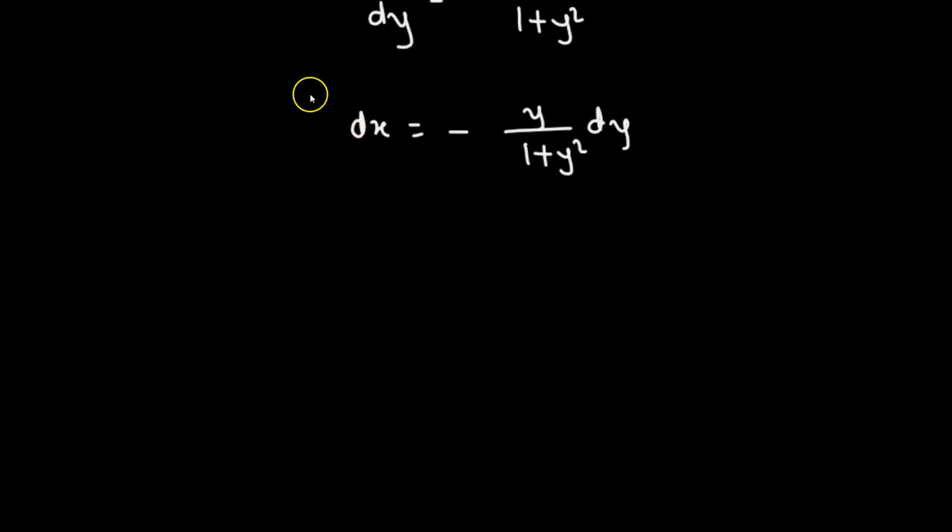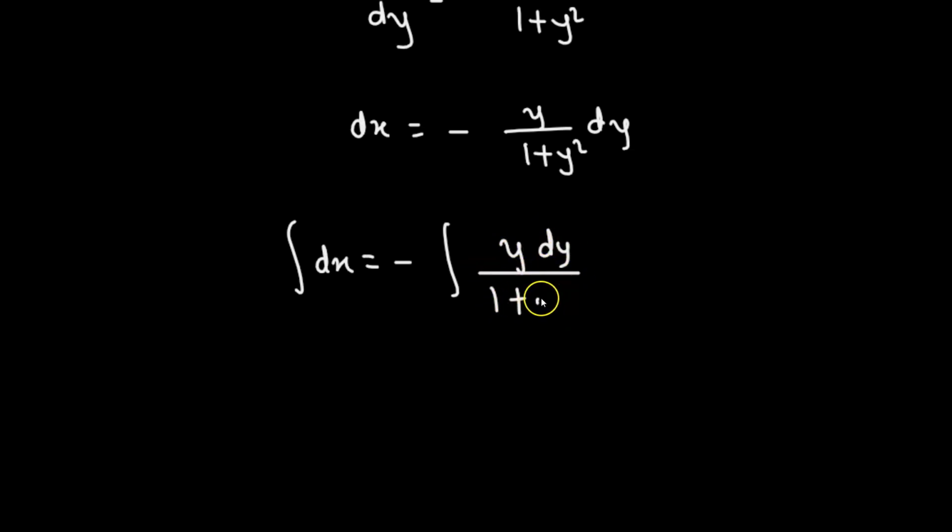We'll integrate both sides. So we'll have the integration of dx is equal to negative the integration of y dy divided by 1 plus y squared. Now to perform the integration on the right hand side, we're going to multiply with 2 and also divide with 2 so that we can make use of the substitution method. That is, if we take 1 plus y squared equal to some other variable t, let's say, then we should get the numerator. So that's left as an exercise.